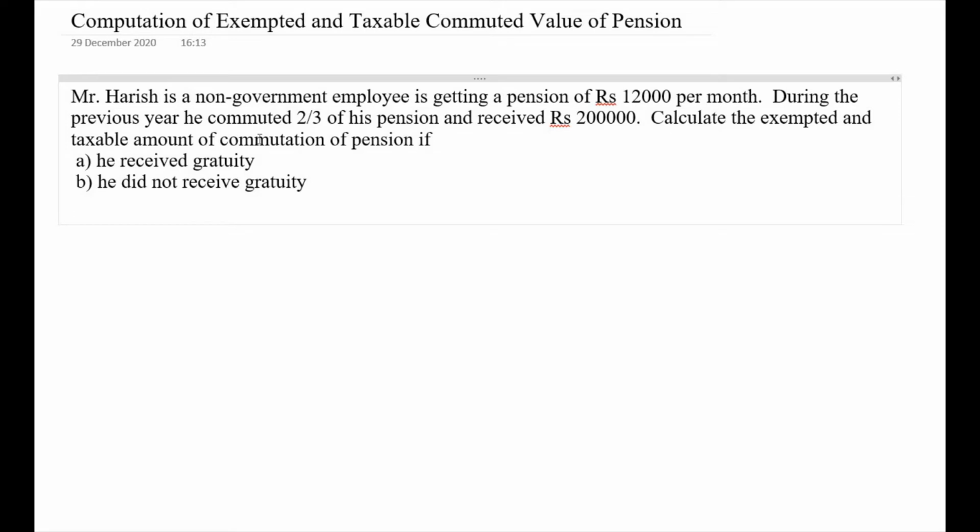Now let us work out this problem. The employee is receiving a pension of rupees 12,000 per month during the previous year. He commuted 2/3 and received rupees 2 lakhs. So for 2/3 commutation he receives rupees 2 lakhs. Suppose he commuted the full pension, how much would he have received as lump sum, that we need to calculate. So, solution: first, calculation of commuted value of full pension.